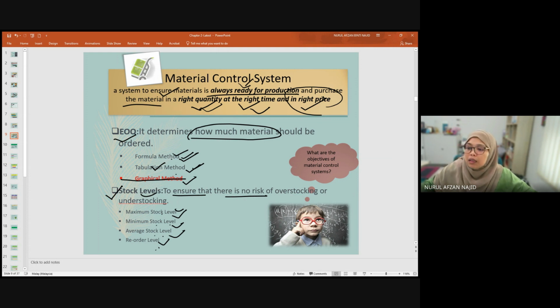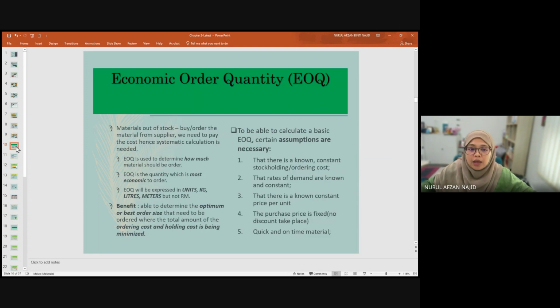Alright. Now we proceed to the first method in material control system, which is economic order quantity. Okay, so kita tengok dari segi definition dulu. Right. So dalam economic order quantity, Madam terus pergi kepada apa-apa yang penting saja. So dalam economic order quantity, EOQ will be expressed in units, kg, liter, meter, in quantitative measurement, not in monetary term.